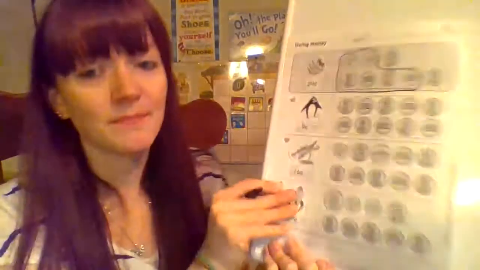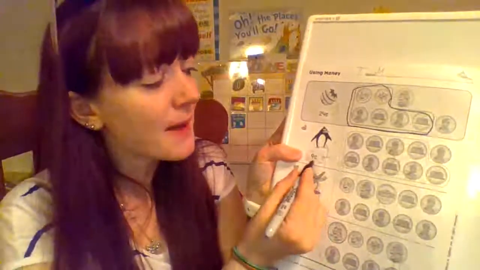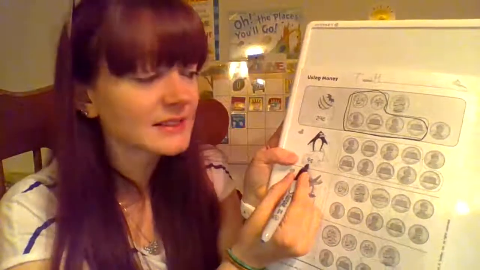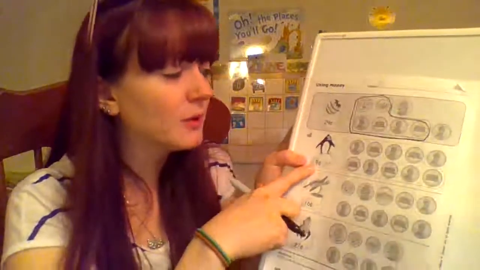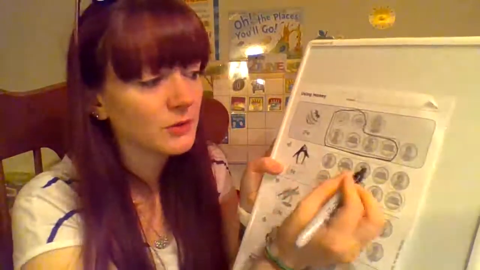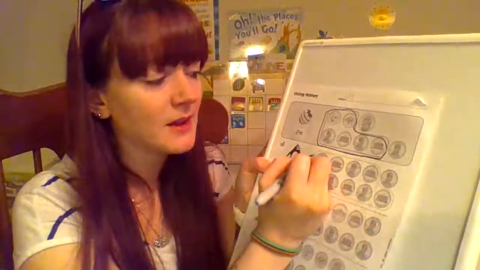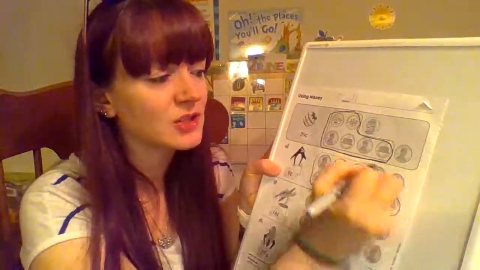Let's look at the penguin. Again, they did this one for us, so that's okay. We're just going to go over it anyway. The penguin is pretty affordable, only 9 cents. So that means out of all of our coins, we have all pennies, so they're all worth the same. They're all worth 1. If the penguin is 9, how many pennies do we need? 9. 1, 2, 3, 4, 5, 6, 7, 8, 9. They did that one for us, so you can go ahead and just trace over it.